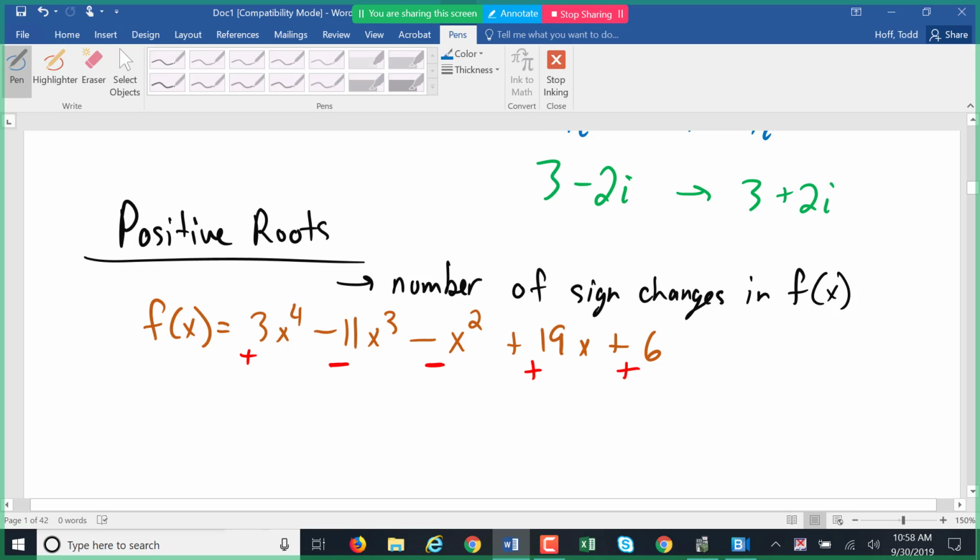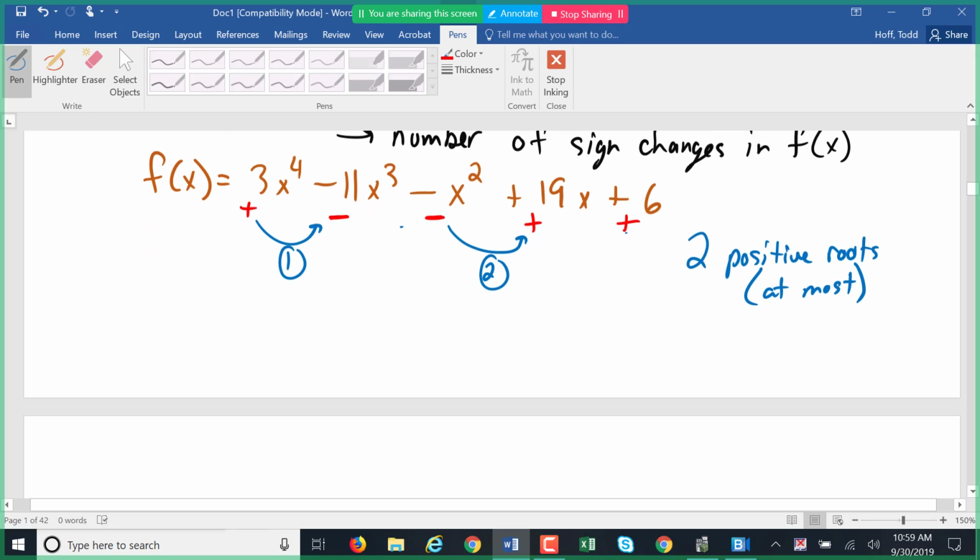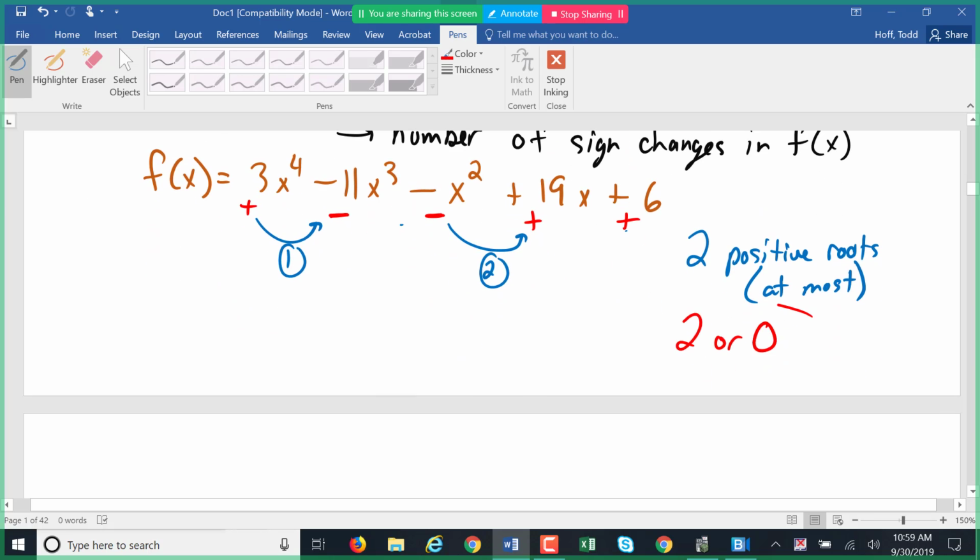So for the number of sign changes, we go from positive to negative, that's 1. It stays negative, there's no change. Negative to positive, that's 2. Stays positive. So that means there are up to, at most, 2 positive roots. If there are not 2, then the number is decreased by an even amount. So that's saying there are 2 or 0 in this case.